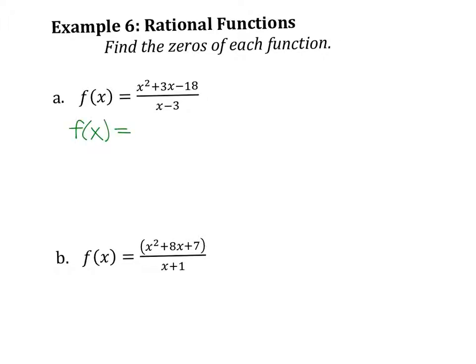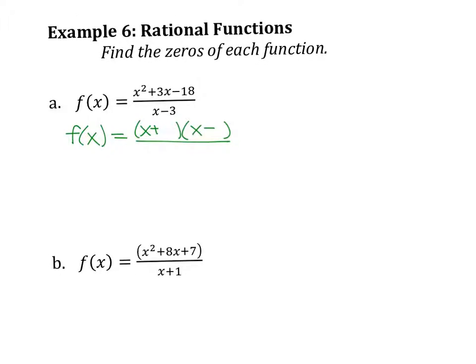So we need two numbers that multiply to negative 18 and add to 3. Since the 18 is being subtracted, we know that we have one positive factor and one minus factor. And since that 3 is positive, we will want a positive 6 and a minus 3. This is over x minus 3 still.